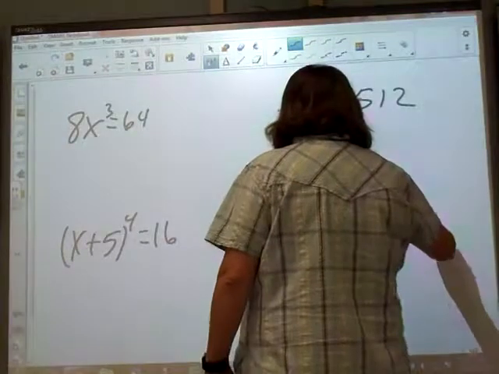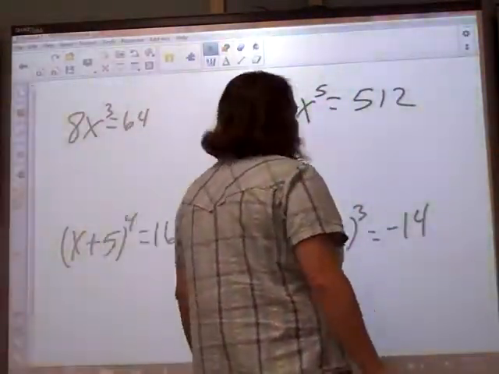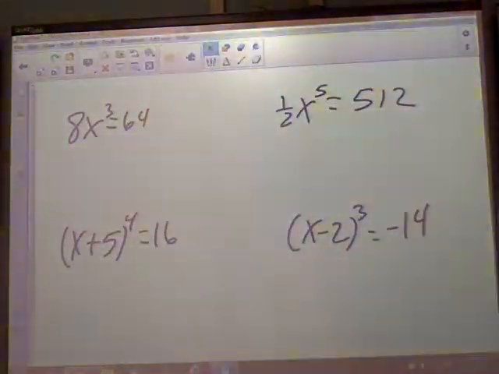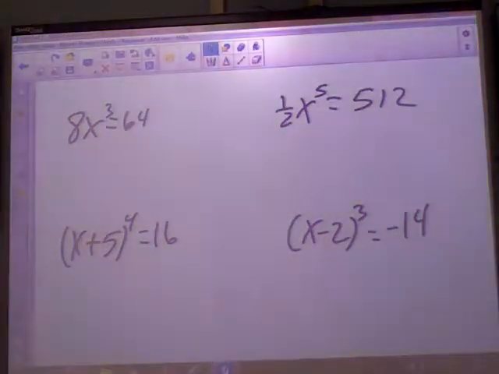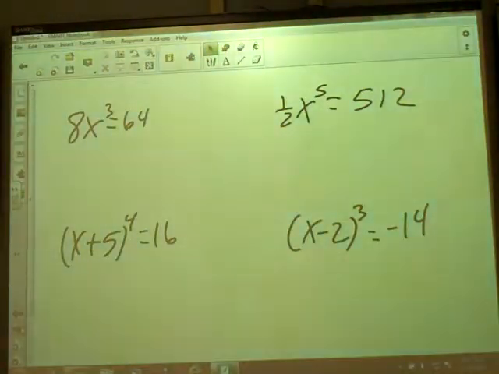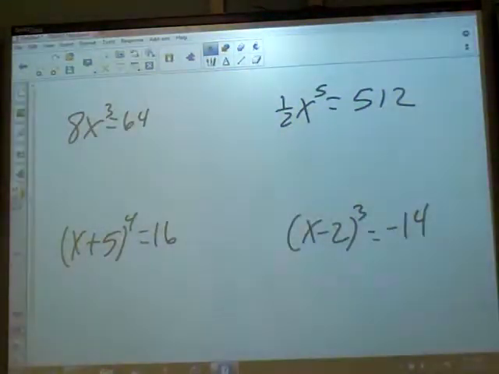Alright, I got 4 that you're going to try to solve. Number 1 says 8x cubed equals 64. Number 2 says 1/2 x to the 5th equals 512. Number 3 says x plus 5 to the 4th equals 16. And then the last one says x minus 2 cubed equals negative 14. See if you can solve all those. If there's anything that needs rounding, round it to the nearest hundredth.